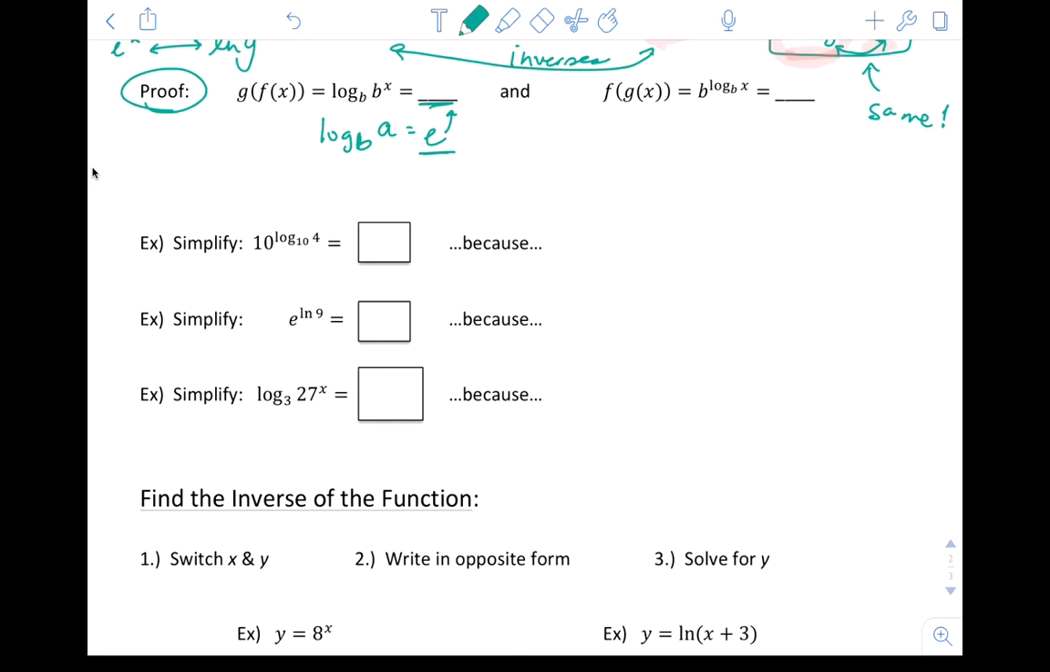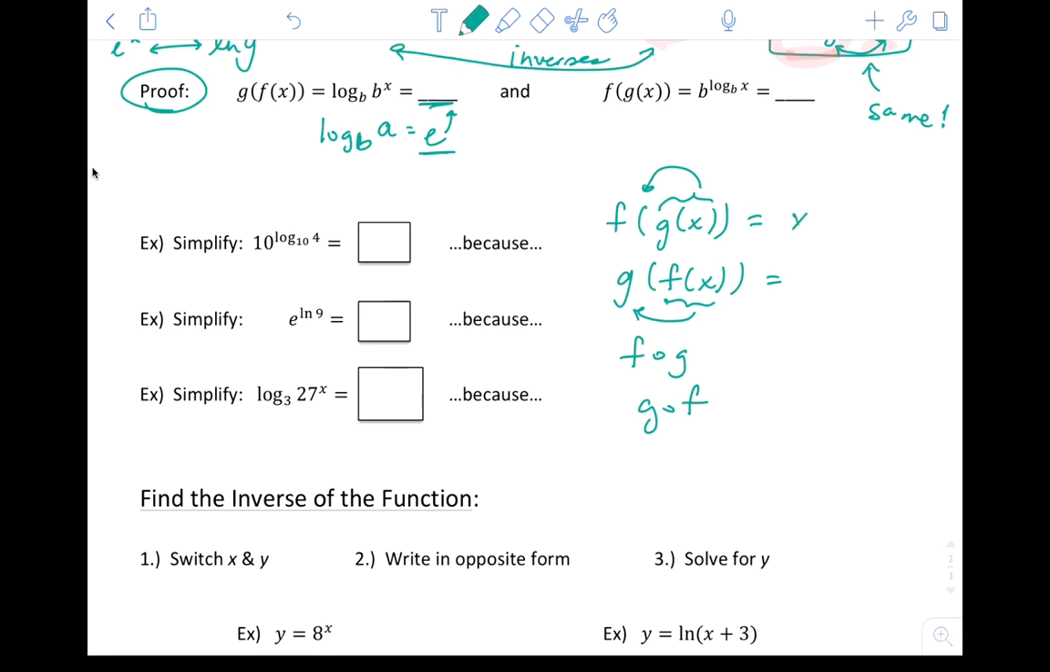All right. From Unit 2, and I know it's been a long time, we did composition of functions: f of g of x and g of f of x. You maybe remember that we called it FOG and GOF. When you proved that two functions were each other's inverses, you did composition of functions. You put g of x into f, or you put f of x into g, and you proved that they were inverses when both of them ended up giving you just plain x.